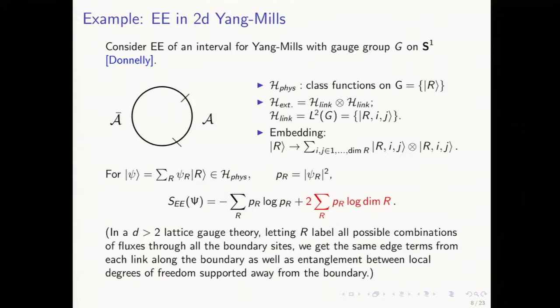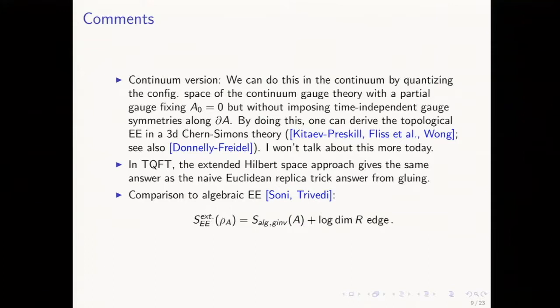Okay. So let me make a few comments about this extended Hilbert space definition. The first comment is that I gave you the definition on the lattice, but we can also do this in the continuum if we like. So in the continuum, the thing that we would do is quantize the configuration space of our continuum gauge theory, but without fixing the time-independent gauge symmetries along the boundary of the entangling region.